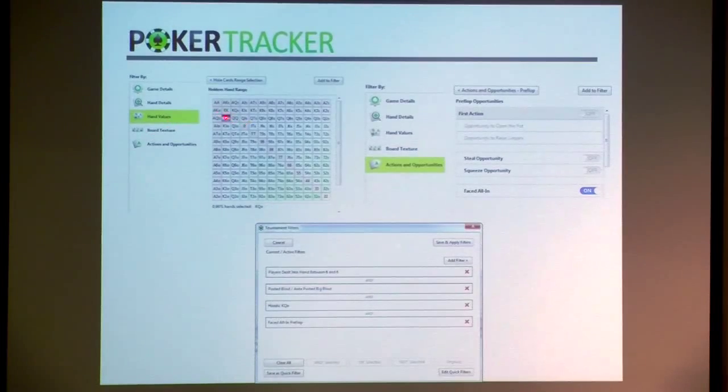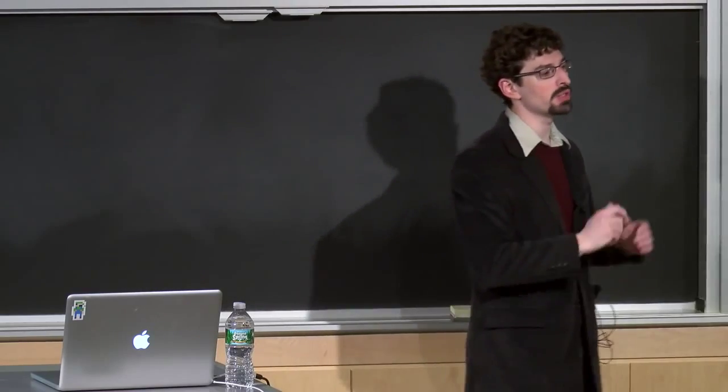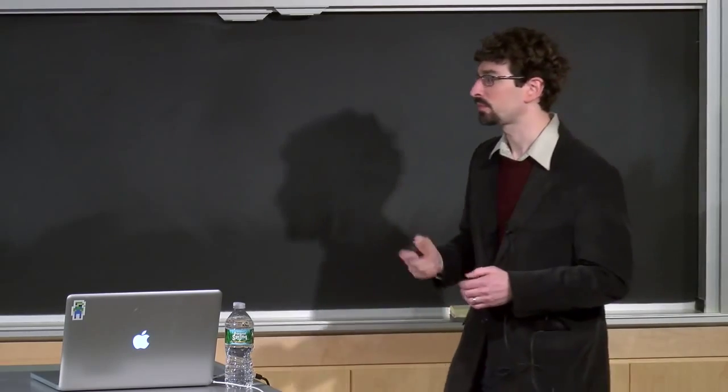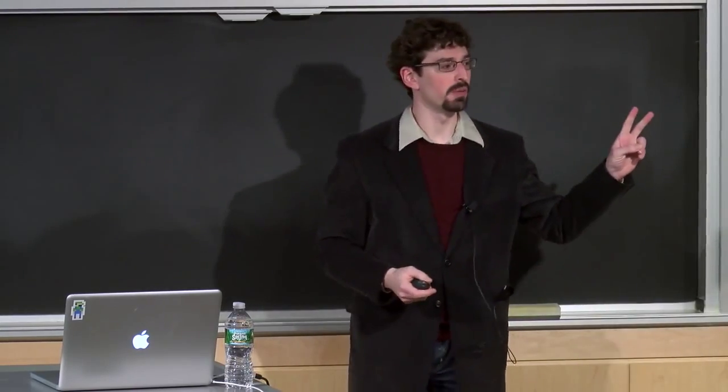Hand values, we just turn on king-queen. That's king-queen offsuit there. King-queen suited is on the other side. And we go into actions, opportunities, pre-flop, and turn on opportunities and turn on faced all in. We add those, we have all of our filters right here. And so now we have picked out our situation entirely. And we can look at our spot. We have 2 hands in our database that match that.